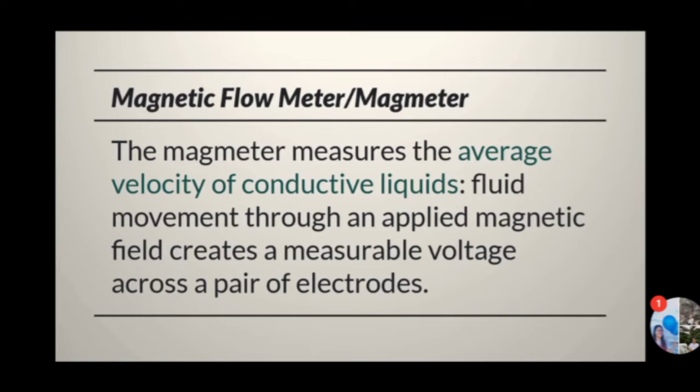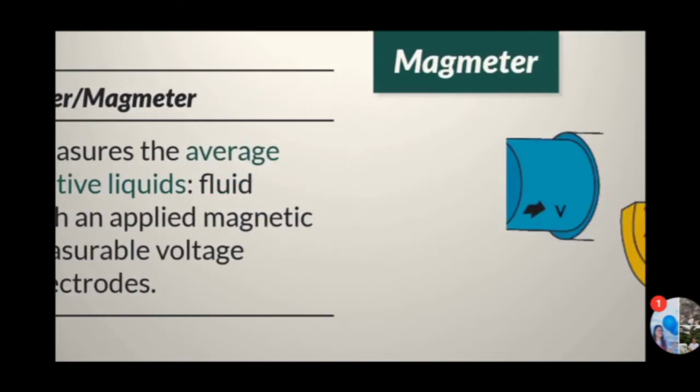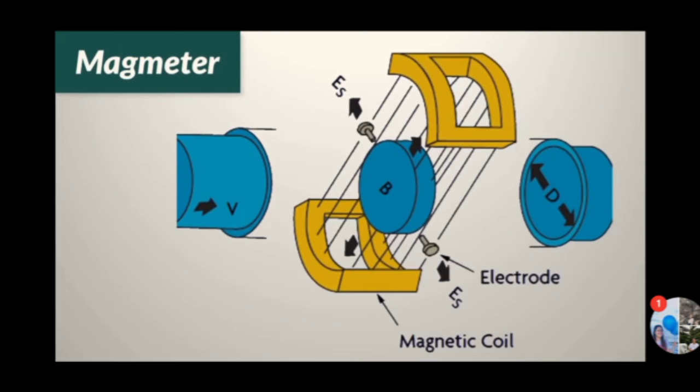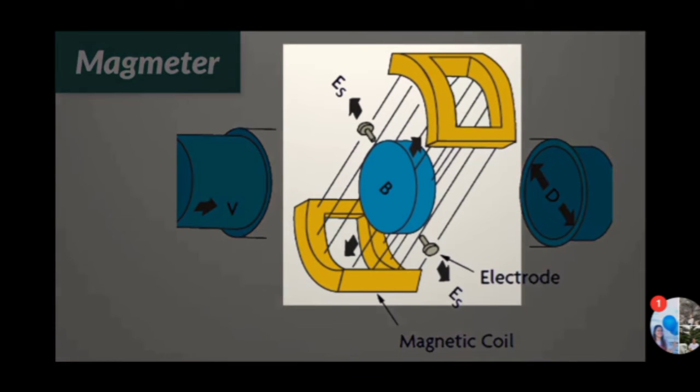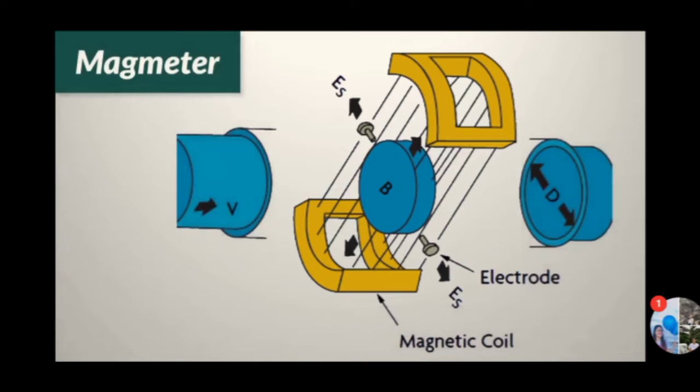The magnetic flow meter, or magmeter, works only with conductive liquids such as aqueous solutions. It consists of a non-magnetic pipe lined with an electrically insulating material. As shown here, a pair of coils generates a magnetic field, and the motion of the conductive fluid through the field generates an electric potential, a voltage, between the electrodes, proportional to the velocity of the fluid.